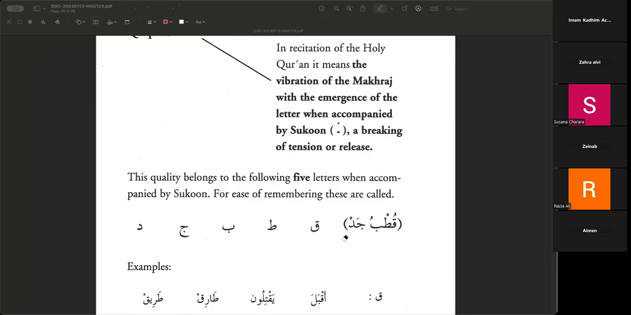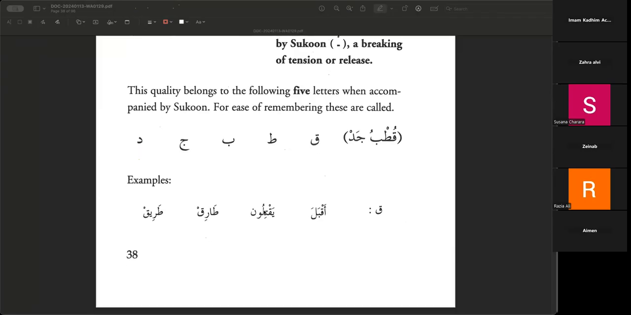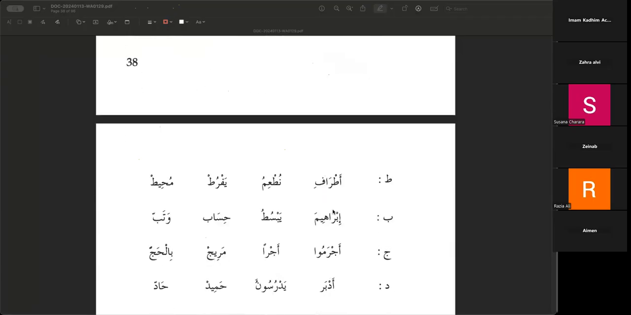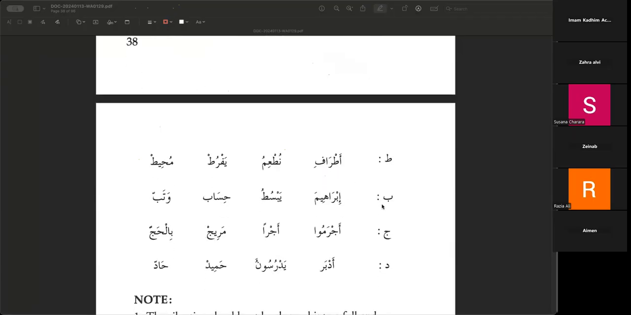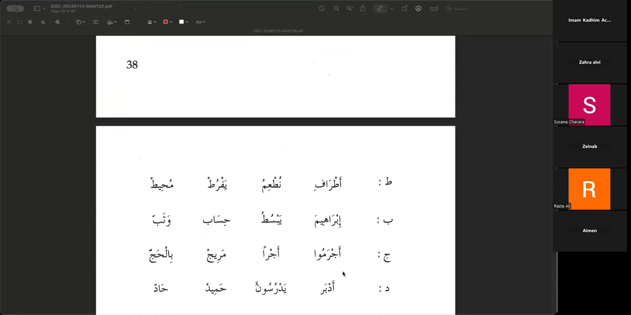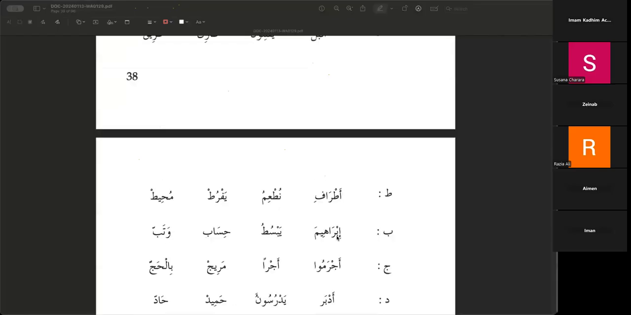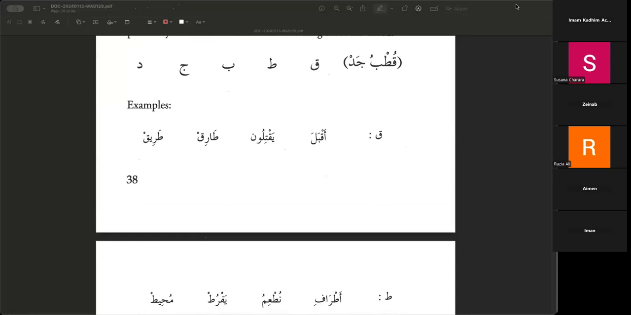So I'm going to pronounce some of these words so that you can see what they mean here. It's not aqbala, it's aqbala. Here with ta, atraf. With ba, Ibrahim, not Ibrahim, Ibrahim. Yes, ajramu, adbar. So let's practice, each one of you.